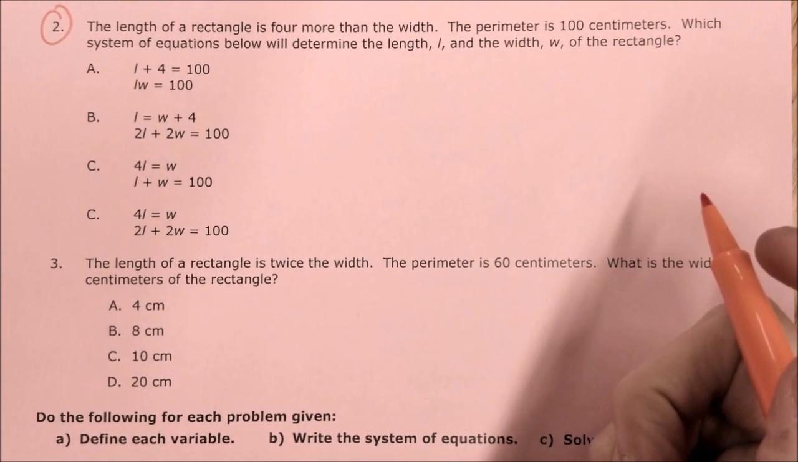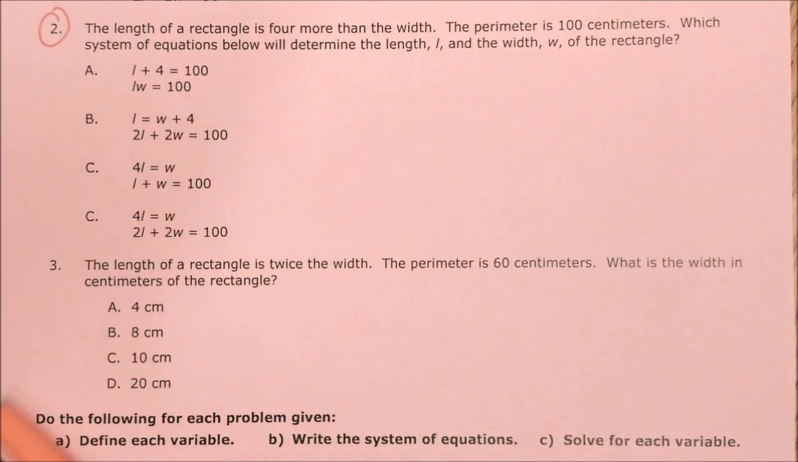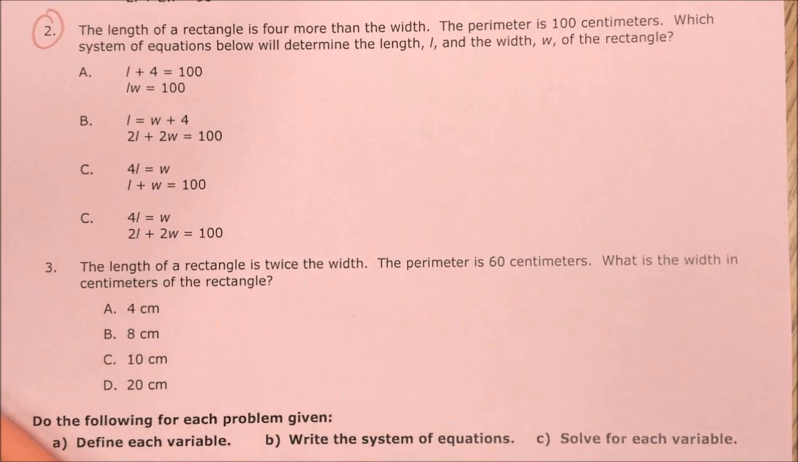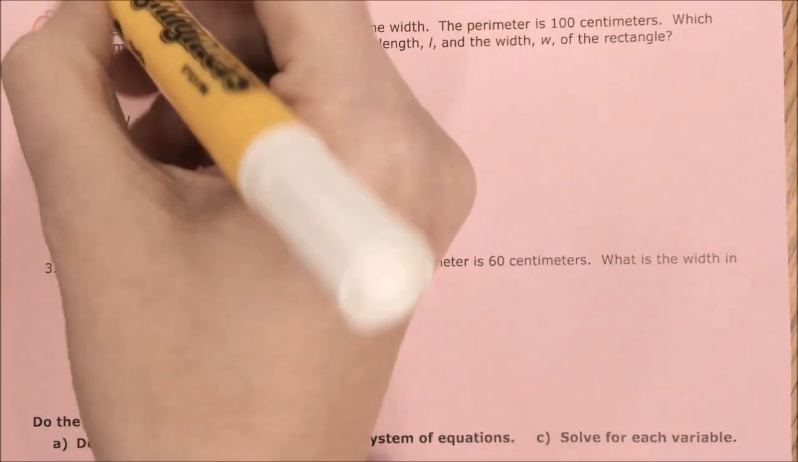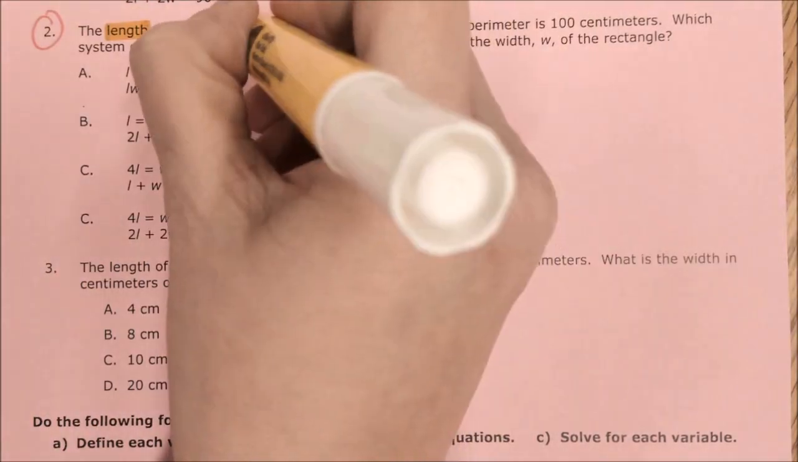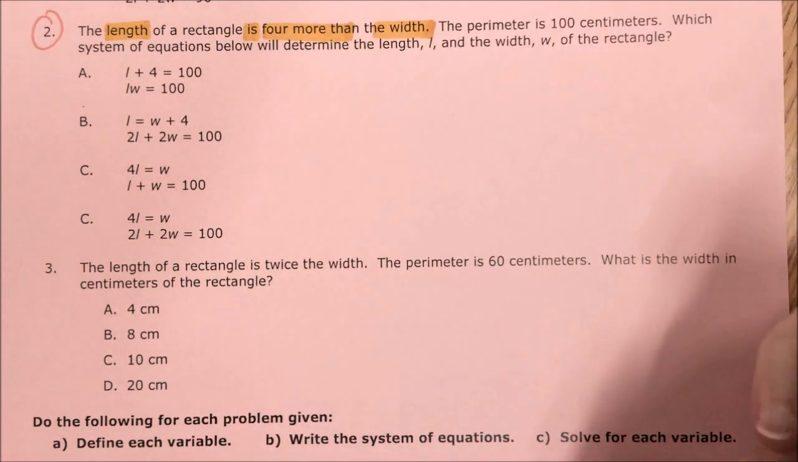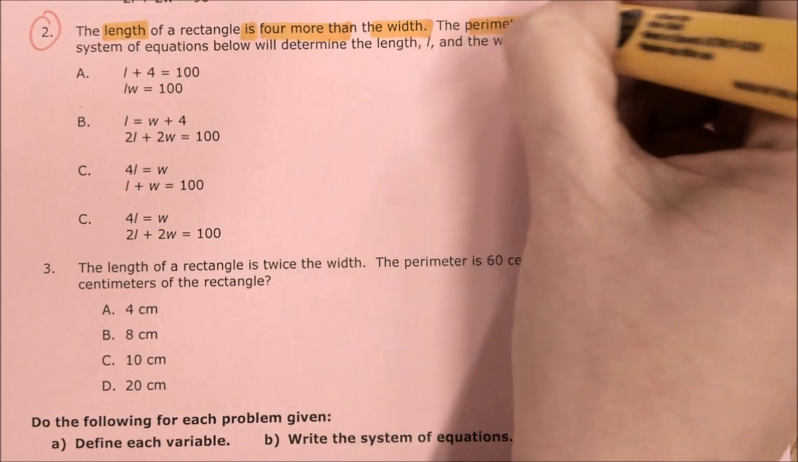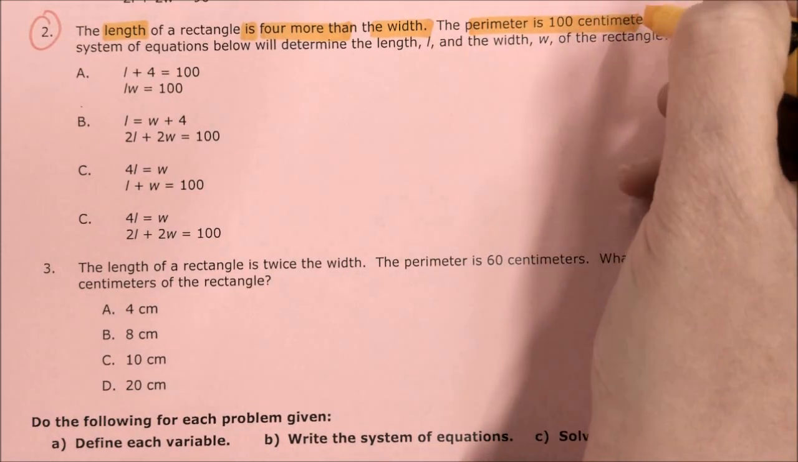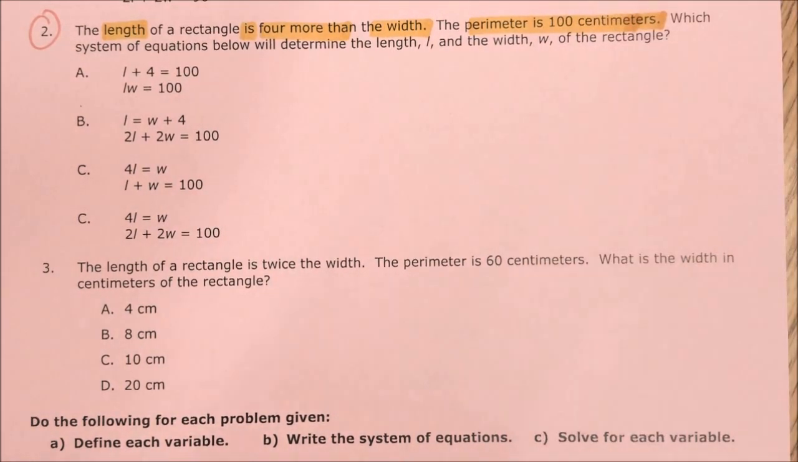It says the length of a rectangle is 4 more than the width. Okay, so the length is 4 more than the width. The perimeter is 100 centimeters. And then I need to find the right equation.